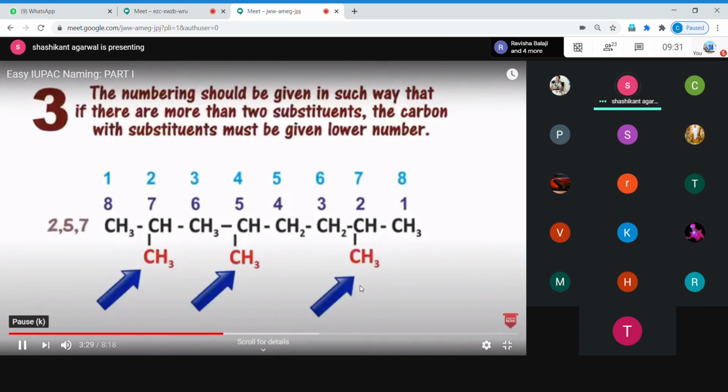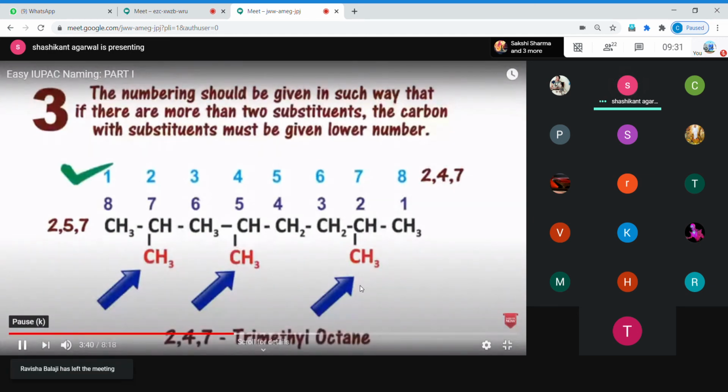If you start the numbering from the right side, the number will be 2, 5, 7. And if you start the numbering from the left side, the number will be 2, 4, 7. As 2, 4, 7 is the lower number, the name of the compound will be 2,4,7-trimethyl octane. I hope this numbering rule is clear to all of you. Once again, I am repeating that in case you have the same type of substituents, you will count the total number, and you will select the chain which has the minimum number.